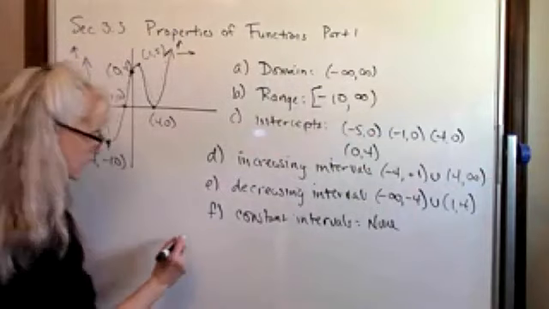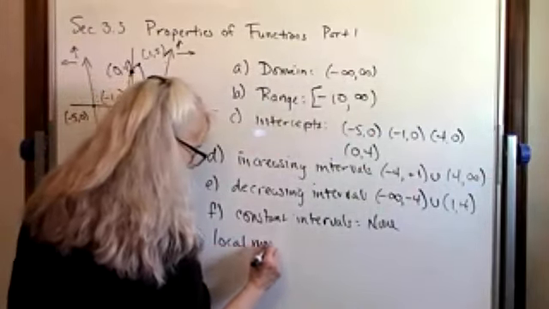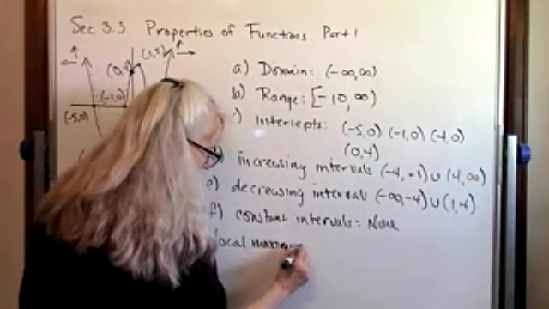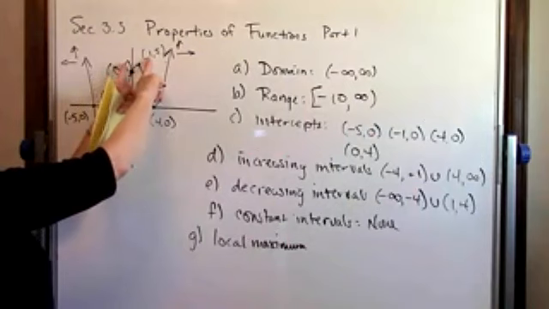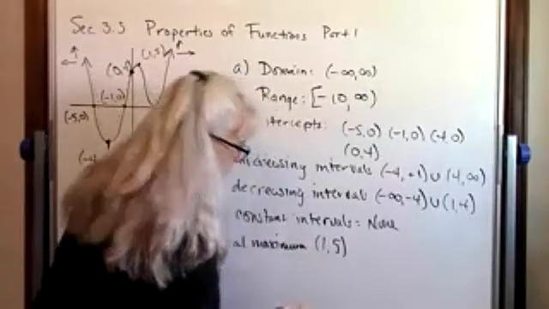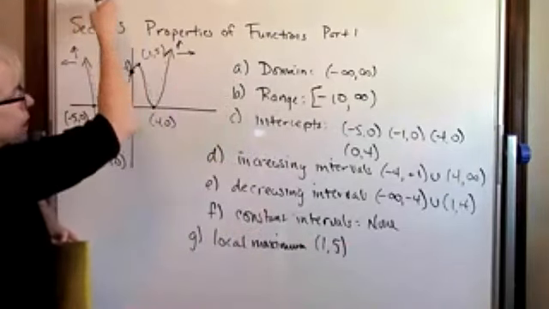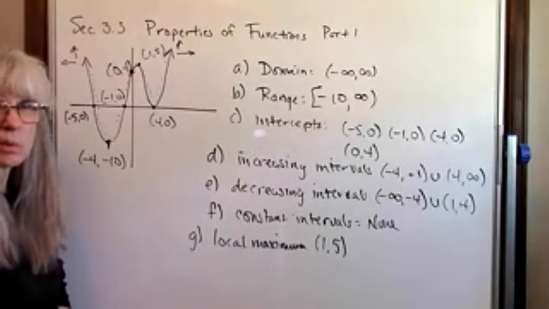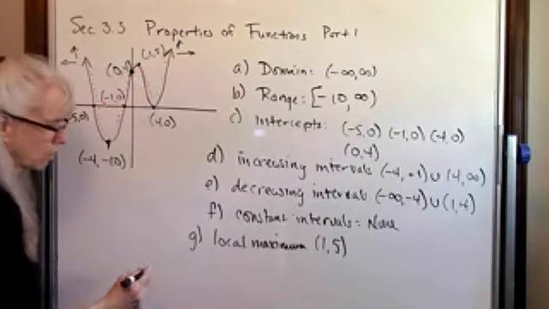Now, G asks for the local maximum. So that means within a specific area, where's the highest or the peak of the graph? Well, for us, we have a peak sitting right here at 1, 5. So notice that there is no absolute maximum because the graph continues to go up here. It's going to continue going up. So we have no absolute one. We just have this local one in terms of here.